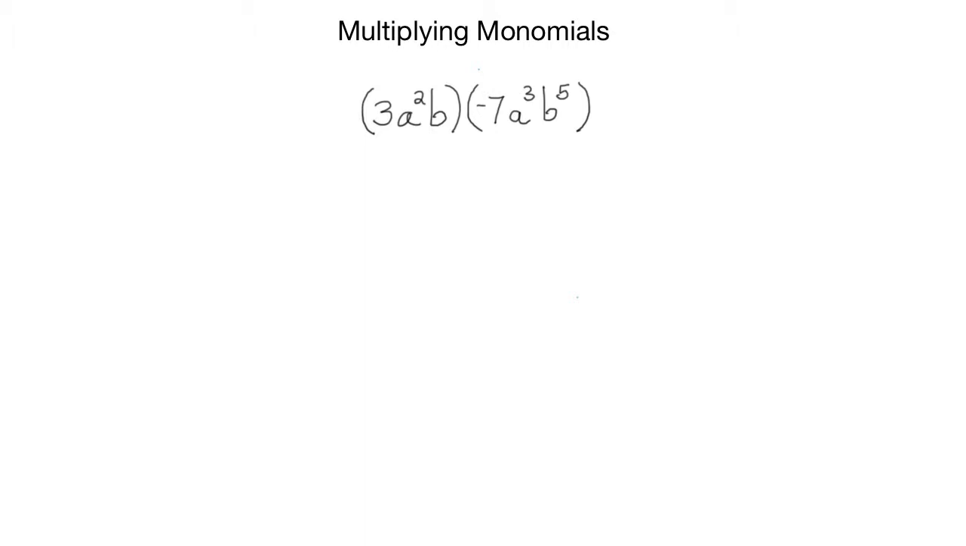We're going to be learning about multiplying monomials. So again, a monomial is just a polynomial with one term. You can see right here in our example, we've got a monomial, 3 times a squared times b, that's one term, multiplied by another monomial, negative 7 times a cubed times b to the fifth. What we're going to do is multiply all these together.